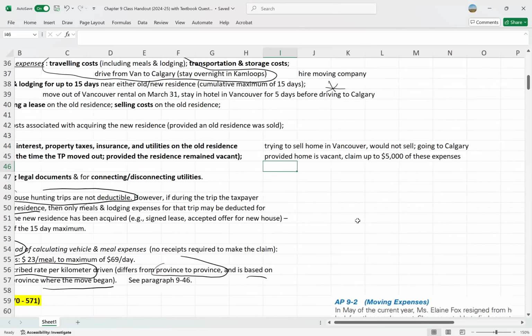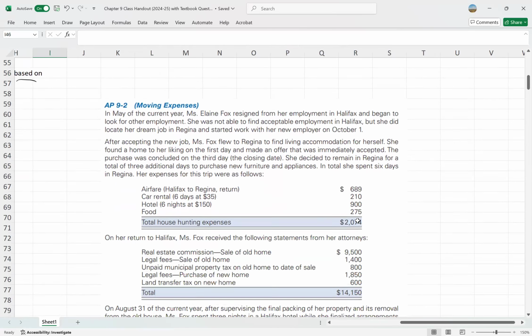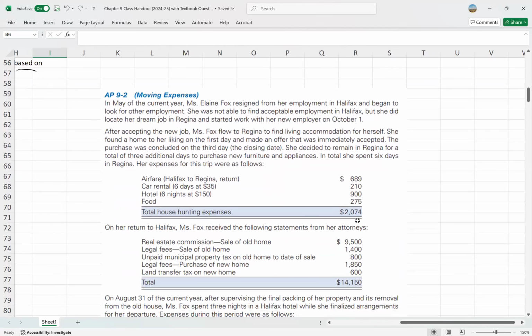So let's look at assignment problem 9.2. Elaine resigned from her job in Halifax, and she began to look for a new job, and she found a new job in Regina. So she's moving from Halifax, Nova Scotia to Regina, Saskatchewan, and she's starting her new job on October the 1st. Before she started her new job, she flew to Regina to find living accommodations. So that's what we were talking about, the house hunting trip.